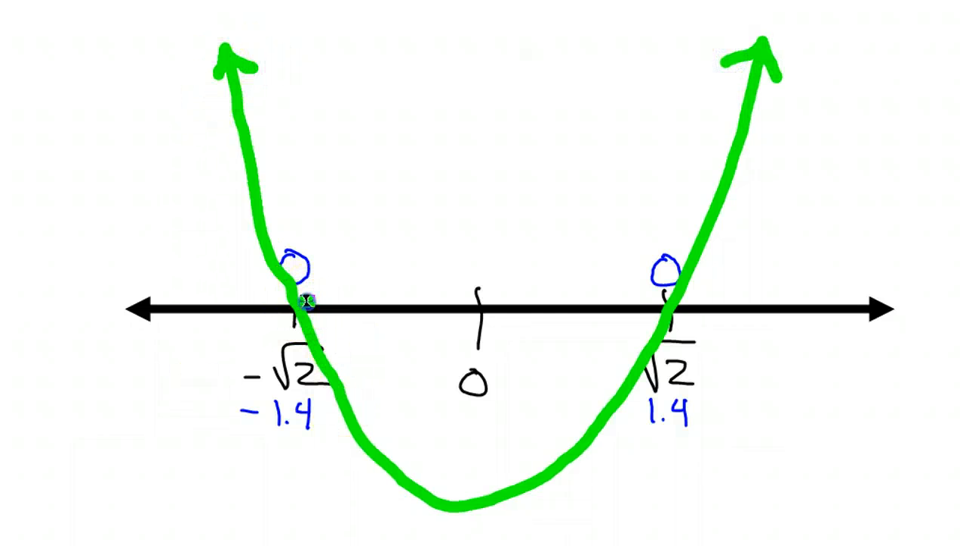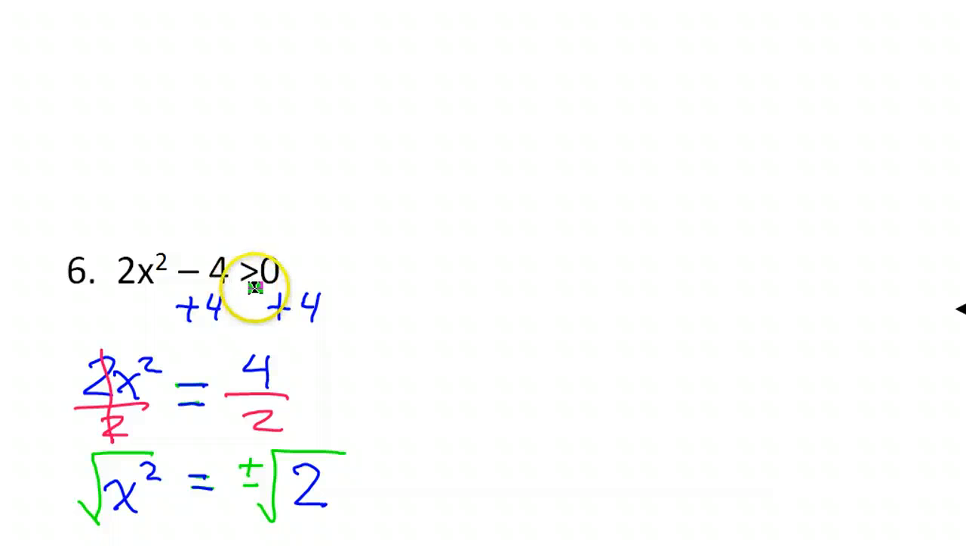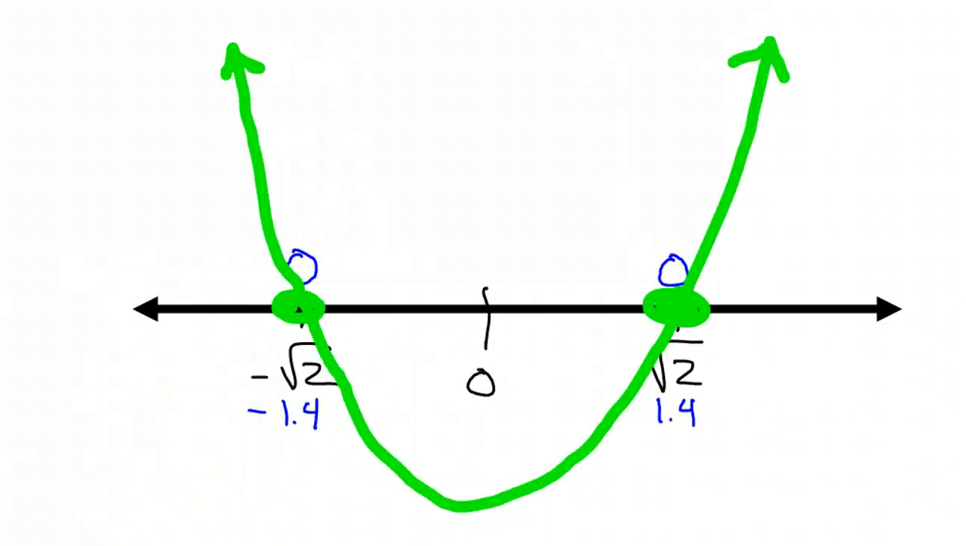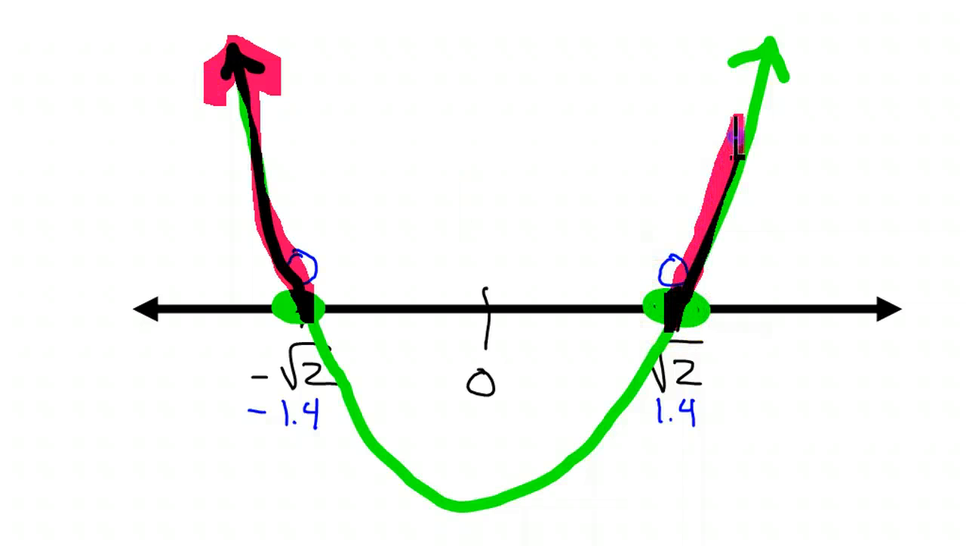Okay, and these are the x-intercepts, like right here. Now, we want to know where the function is greater than 0. All right, now on this graph, greater than 0 means above the x-axis. So this part of the graph is above the x-axis, and this part of the graph is above the x-axis. Okay?